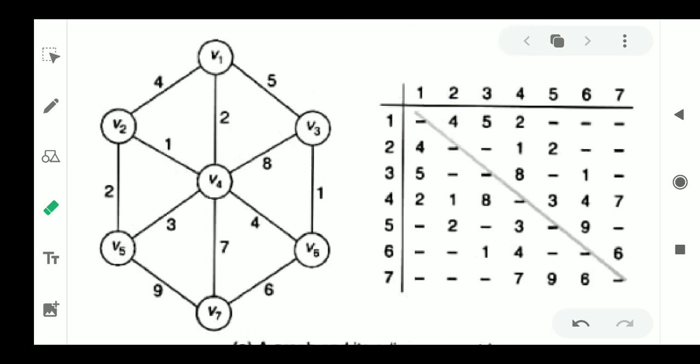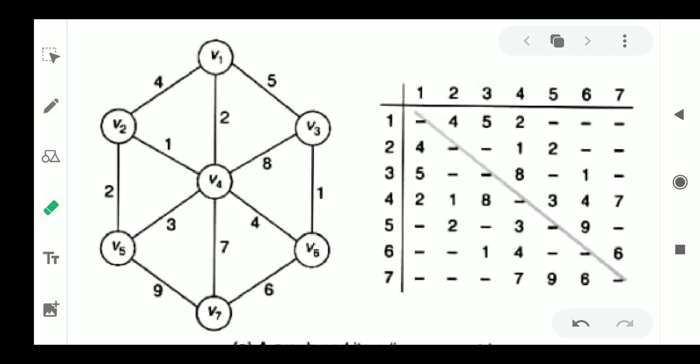First, initially, the question will be asked like this: construct a minimum spanning tree by using Prim's algorithm. So a graph like this will be given to you, and they ask you to construct a minimum spanning tree from this graph. So now what do we have to do?